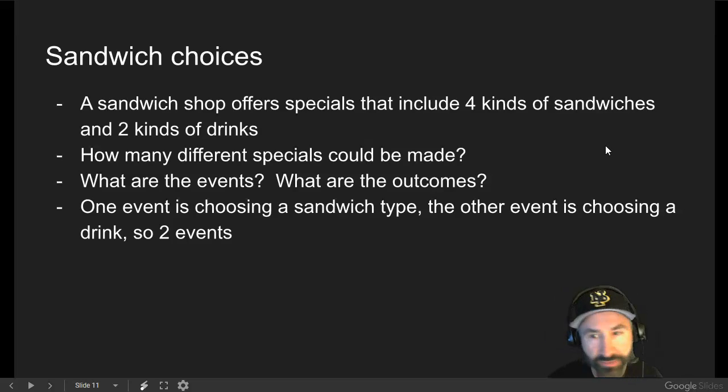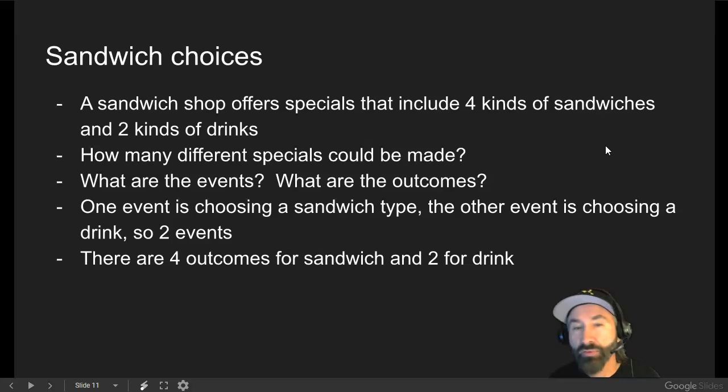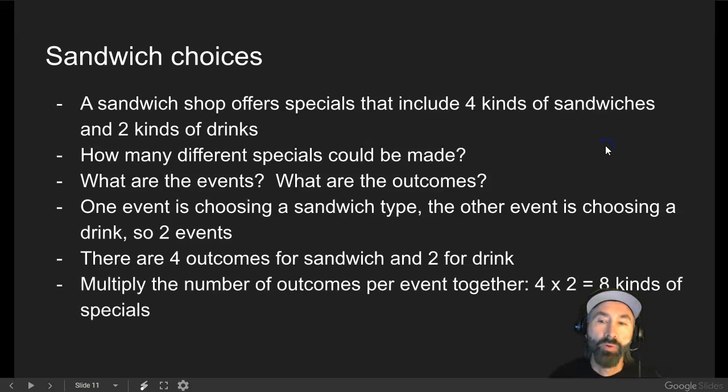So there are 2 events. There are 4 outcomes for event 1, choosing a sandwich, and 2 outcomes for event 2, choosing a drink. So what we would do is multiply the number of outcomes per event together, 4 times 2, and we would get 8 kinds of specials.